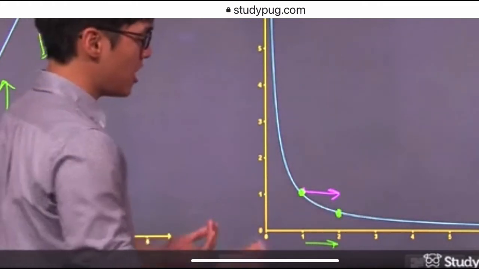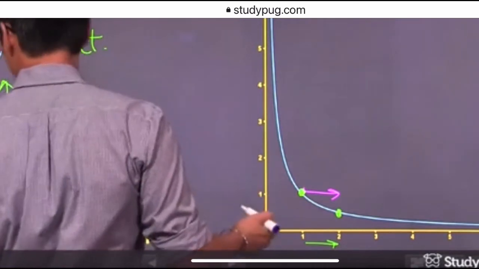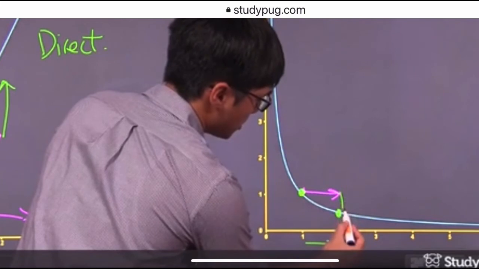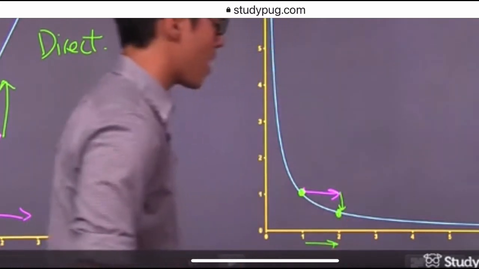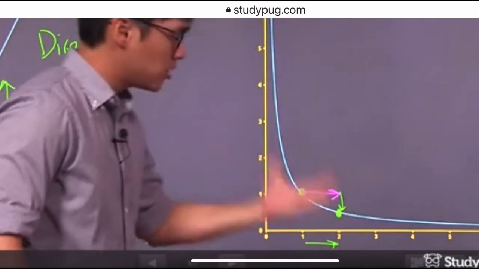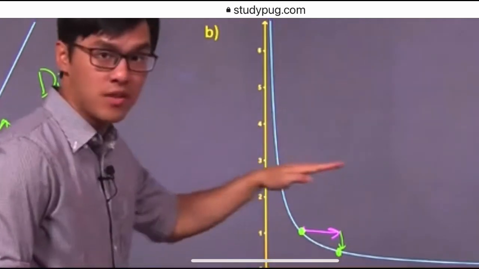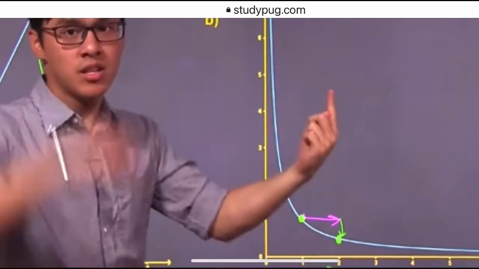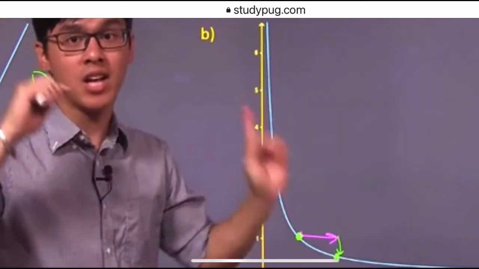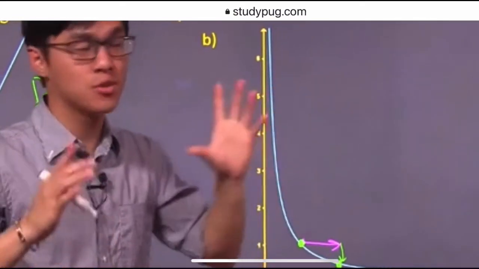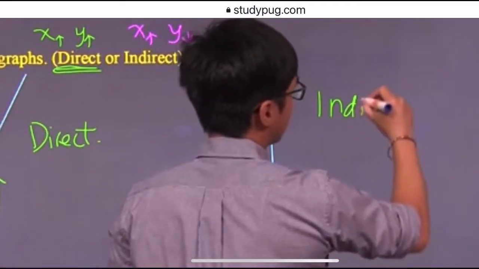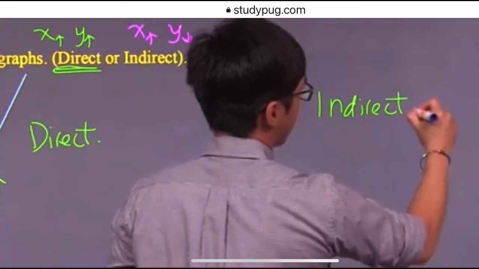The vertical change is a decrease. You see, from this point to this point, you are actually decreasing in the value of y. So this concludes that when you increase the value of x, the value of y will decrease. Increase, decrease. They are having an inverse relationship. Therefore, this is an indirect variation graph.